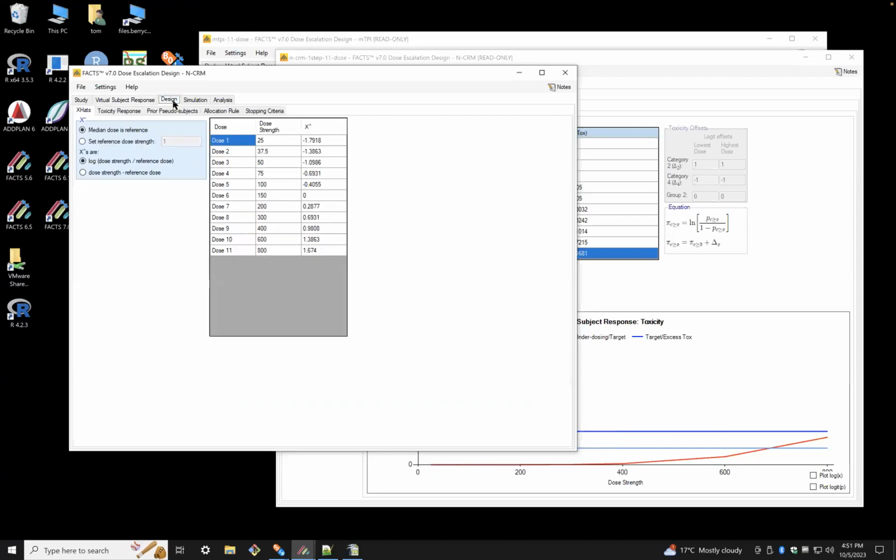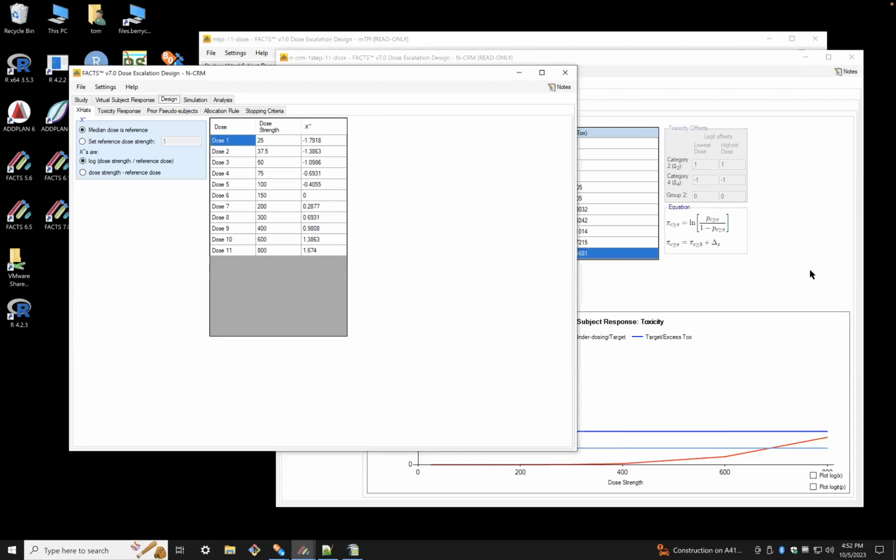And then we come to the design. So in the N-CRM, the design has got a number of steps. You can see these 5 sub-steps. So it's got a lot more to choose here than in MTPI or BOIN. The first is for the model, what is the reference dose? Where are we going to anchor the dose? Where's the effective dose strength going to be treated as 0?